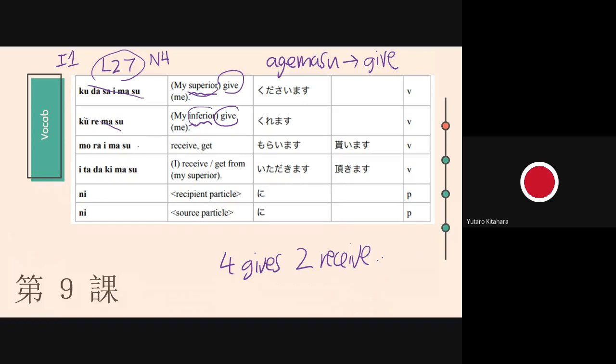Next, another one you must know. The opposite of give is receive: moraimasu. We're going to use that later. Moraimasu. And itadakimasu, you don't need to know.